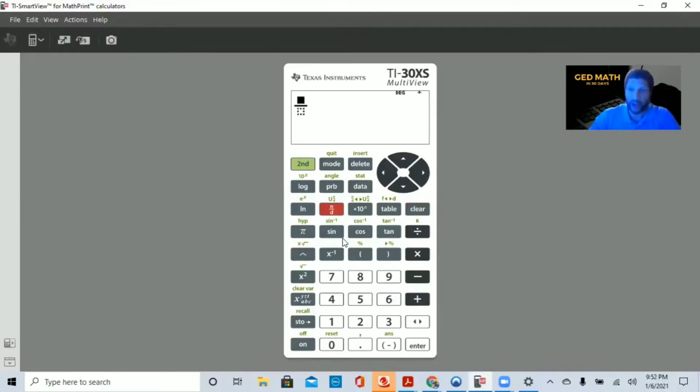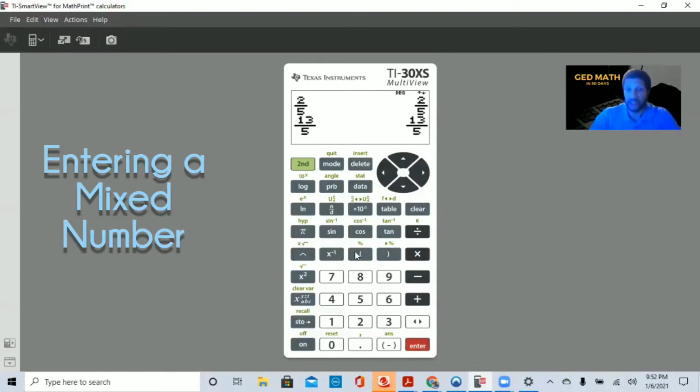So a proper fraction, where the numerator is less than the denominator, like 2/5. It's that easy to enter a fraction. Same thing if you want an improper fraction where the numerator is larger than the denominator, so 13/5. Press enter. And then if we want to enter a mixed number, that's a little different.